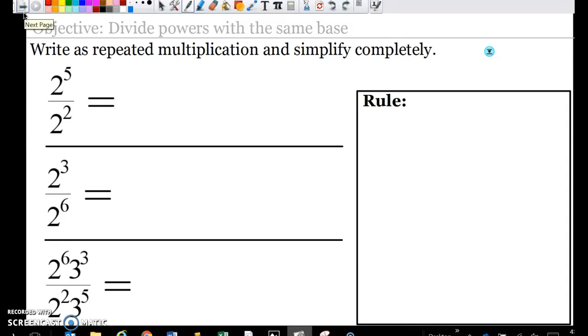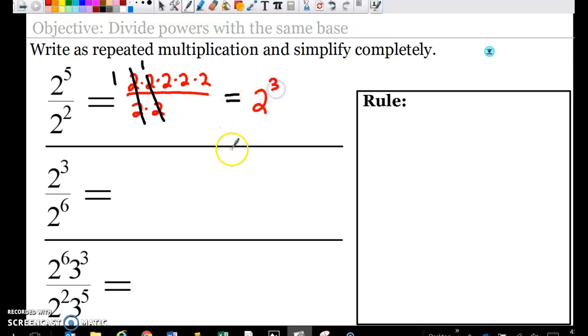Now, in class, we discovered this different property when I divide by the same base. 2 to the 5th and 2 squared. So I have 5 2's, 1, 2, 3, 4, 5, and 2 2's in the bottom. And remember, these divided out. 2 divided by 2 gets to be 1. 2 divided by 2 gets to be 1 also. I'm left with 3 2's, or 2 to the 3rd power.